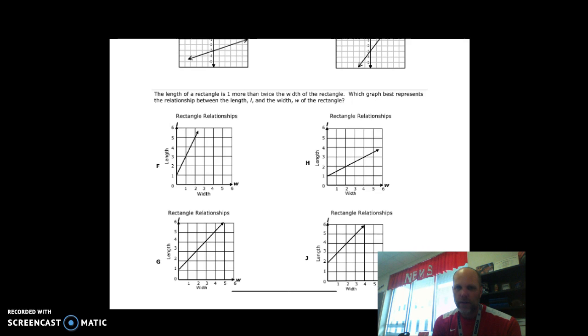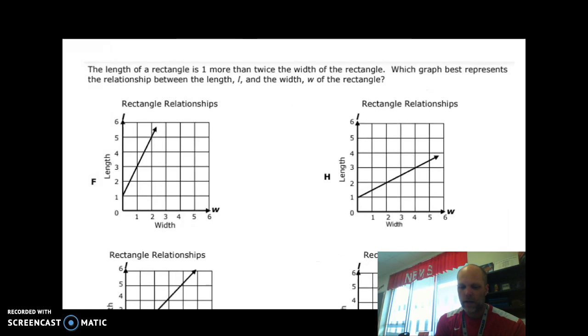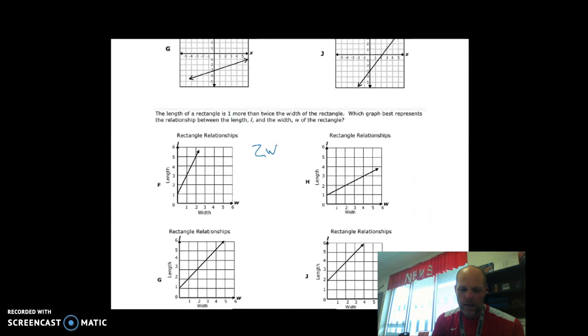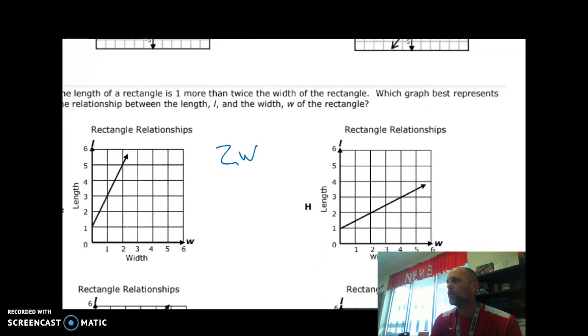How do you show twice the width? How would you put that in numbers? Twice the width. Twice. What does that mean? Times. So twice the width is 2 times the width. The length of a rectangle is 1 more than twice the width. How do you show 1 more? Yeah, plus 1. There you go.